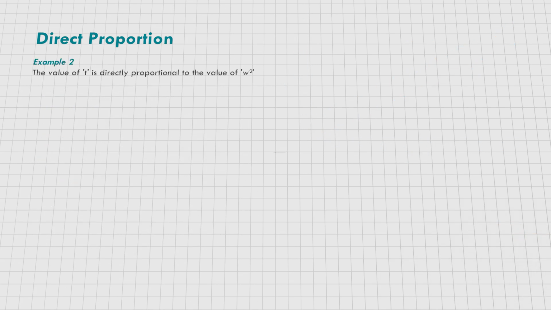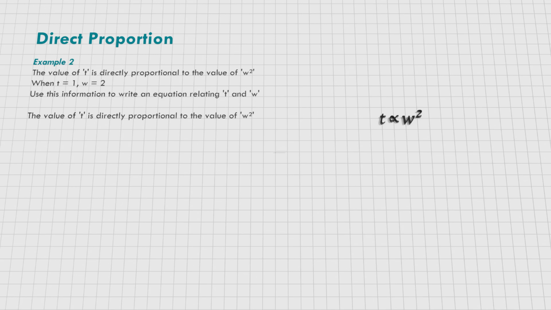The value of t is directly proportional to the value of w squared. When t equals 1, w equals 2. Use this information to write an equation relating t and w. Starting with t is proportional to w squared, we can write t equals kw squared, where k is an unknown constant.